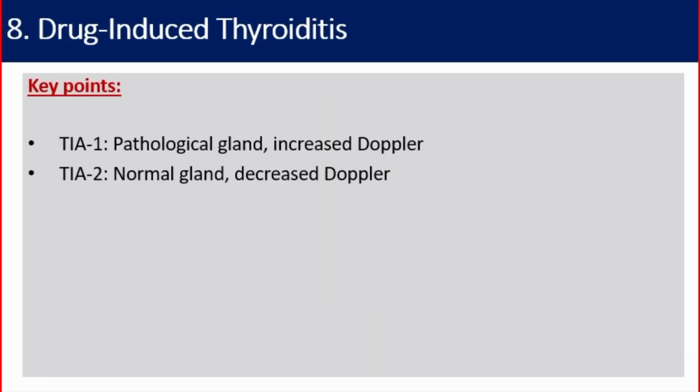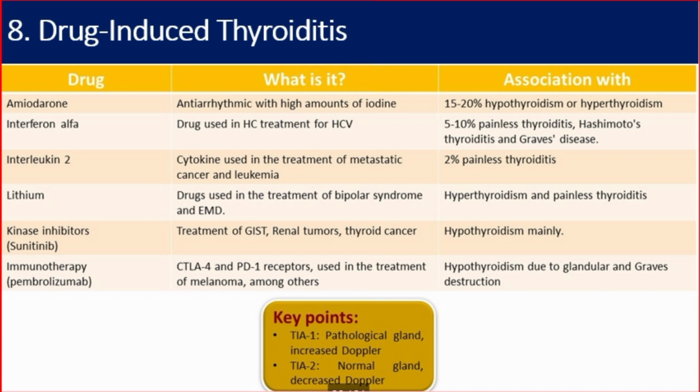Number 8. Drug-induced thyroiditis. Key points: there are two types. Type 1, there is a pathological gland and increased Doppler. Type 2, there is normal gland and decreased Doppler. This table shows some of the drugs and their uses and their effect on the thyroid.